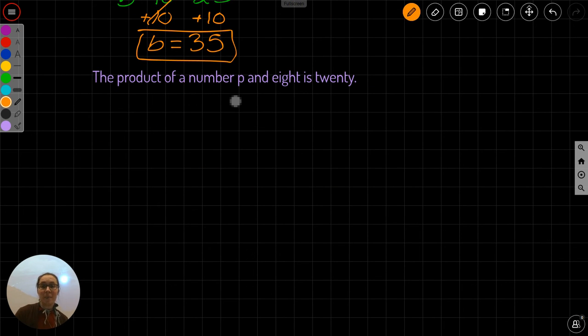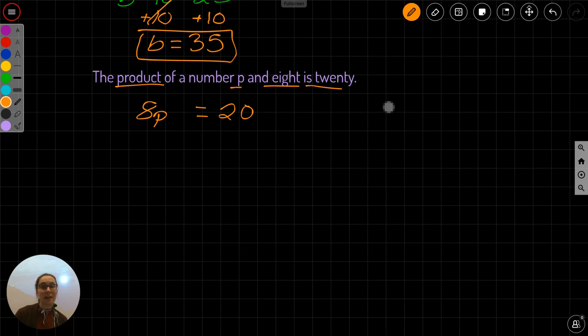The product of a number p and 8 is 20. All right, so I've got p and 8 is 20. So something equals 20. p and 8. What am I doing? Well, product is the answer to a multiplication problem. So it looks like we're doing 8 times p, and I'm writing it like this because I prefer this way.